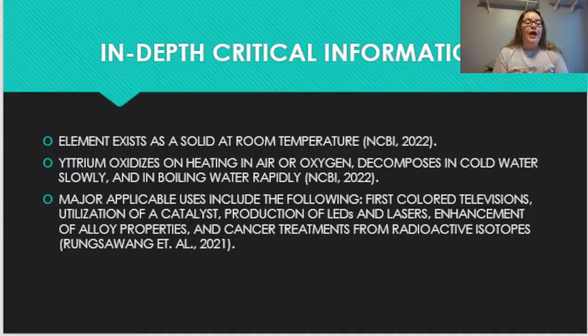And again, the major applicable uses of yttrium include that it was used to create the first color television, specifically the red and the green light in the televisions. It can be used as a catalyst. It can be used to produce LEDs and lasers. It can be used to enhance alloy properties and make stronger alloys.